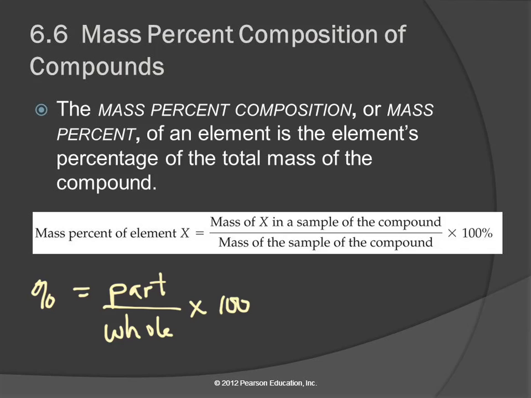So here we've got the mass percent of element X. It's going to be the mass of the part that we're interested in, which is X. So the mass of X divided by the mass of the whole thing. The part over the whole, then times 100. The unit on a percentage is always percent, because we've got mass divided by mass. Those units cancel out, and we get percent at the end.